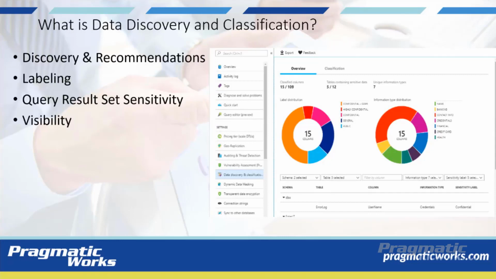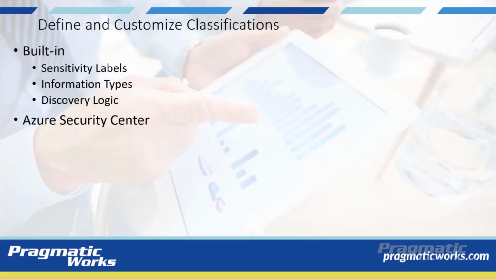Additionally, you can download a report in Excel format to be used for compliance and auditing purposes as well as other needs. SQL data discovery and classification comes with a built-in set of sensitivity labels and a built-in set of information types and discovery logic. You now have the ability to customize this taxonomy and define a set and ranking of classification constructs specifically for your environment. Definition and customization of your classification taxonomy is done in one central place for your entire Azure tenant. That location is in Azure Security Center.